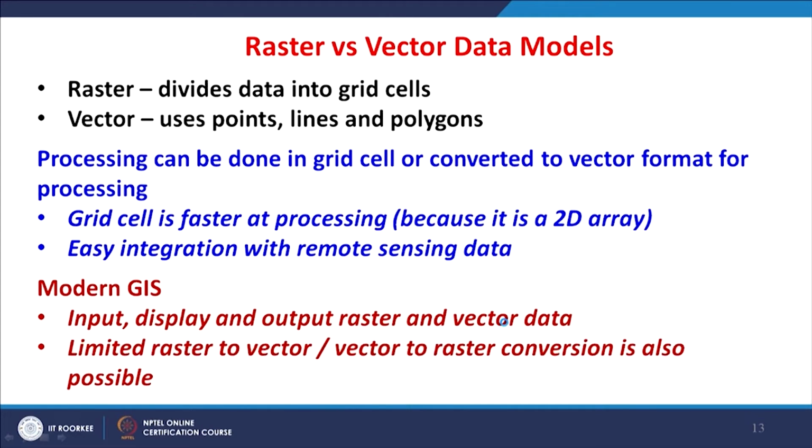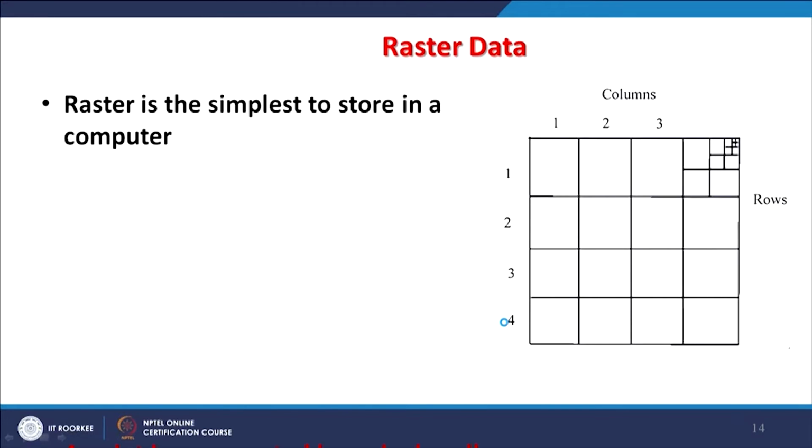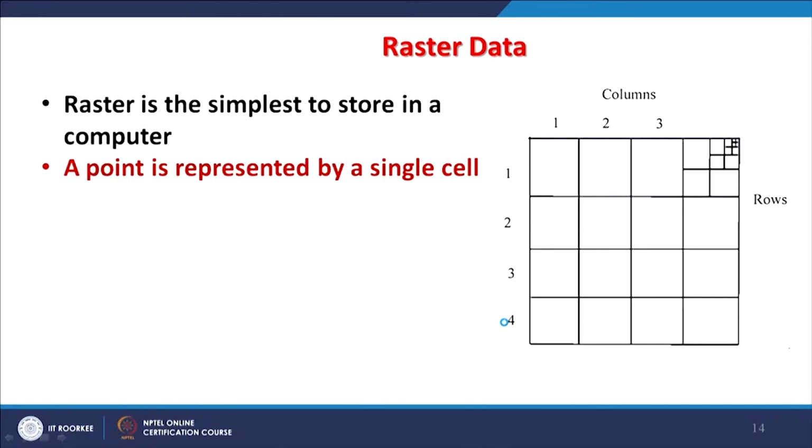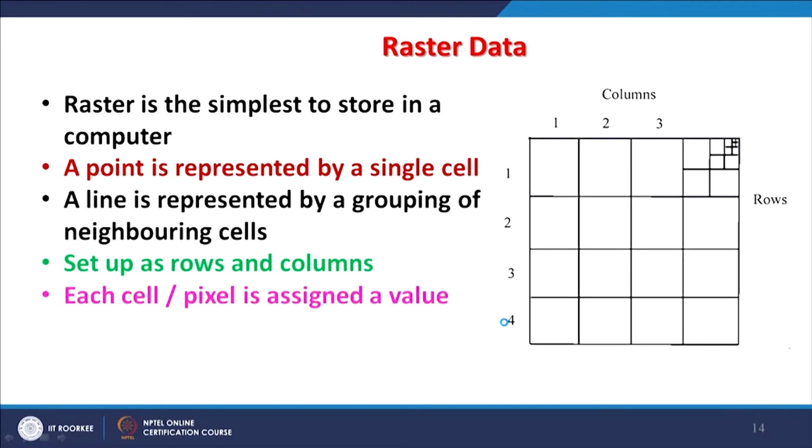This conversion is quite limited, and like raster to vector conversion, it is not fully automatic yet. It is still semi-automatic, or you can call it manual, but vector to raster can be done automatically. Raster is simplest to store in the computer. A point is represented by a single cell, as you know, and a line is represented by a group of neighboring cells.